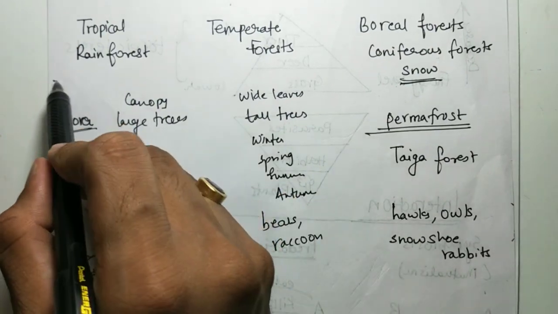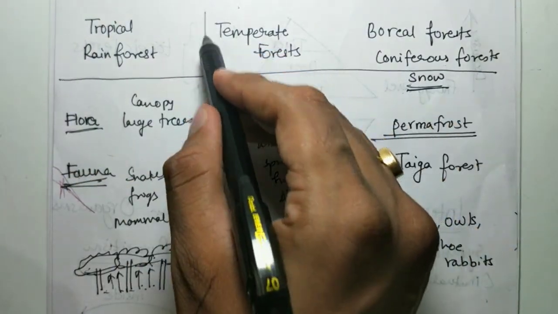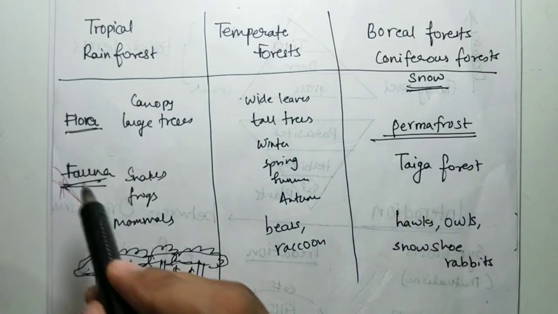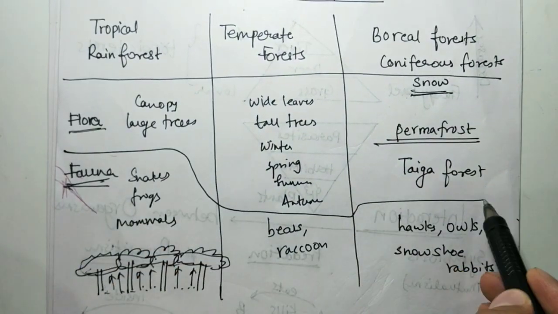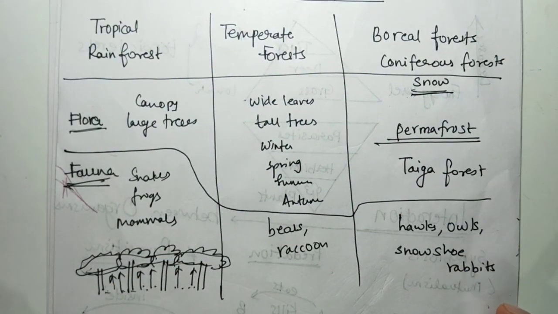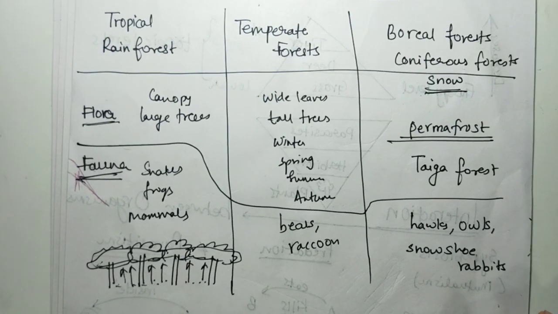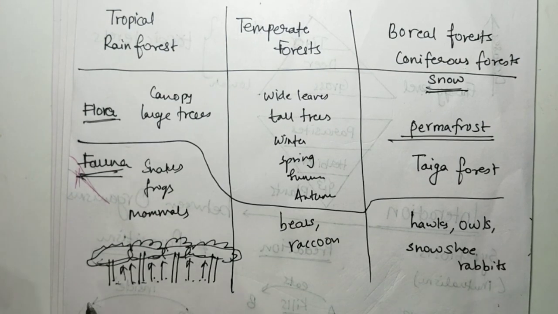These are different types of forest, and they have different types of flora and fauna. That's it about the ecosystem chapter. A relatively easy chapter. That's it for today.